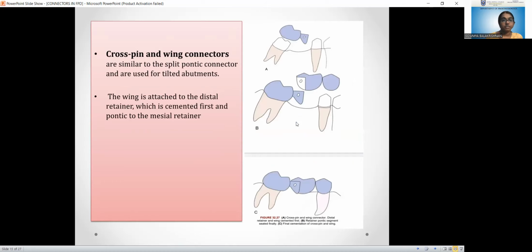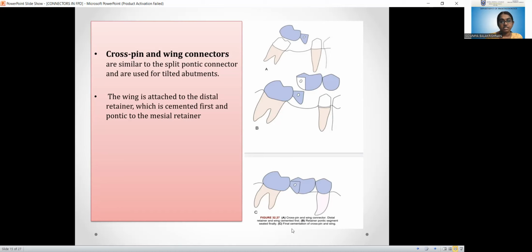Next is the cross pin and wing. It is also similar to the split pontic connectors, and this is mainly used in the case of a tilted abutment. If the abutment is tilted, it is difficult to get a parallel path of placement. So at that time, we can use the cross pin and wing connectors. In this case, the wing is attached to the distal retainer. You can see this is the distal retainer, and the wing is attached to the distal retainer, which is cemented first, and the pontic is attached to the mesial retainer. So this is the mesial retainer.